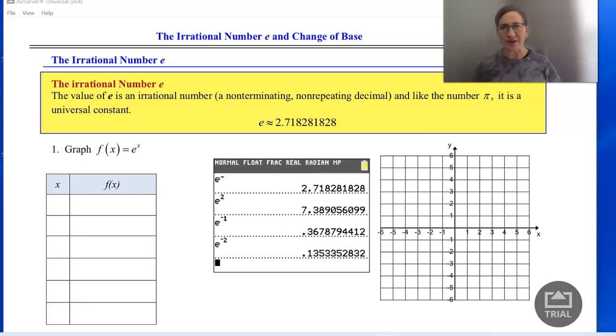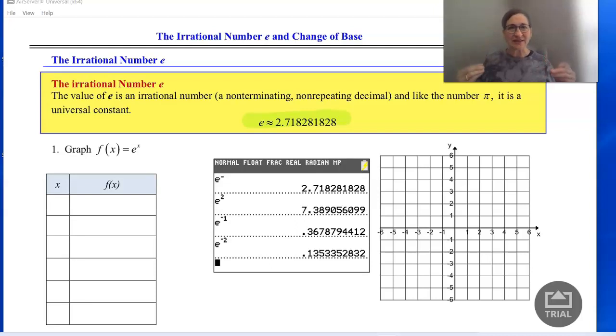So with section 8.6, we're going to look at the irrational number e and change of base. The irrational number e actually kind of throws people, and yet remember, it's just a number. That e is a symbol that represents a number, a decimal. Specifically, it represents 2.71828, and it keeps going. It's irrational, meaning it won't stop, it won't repeat.